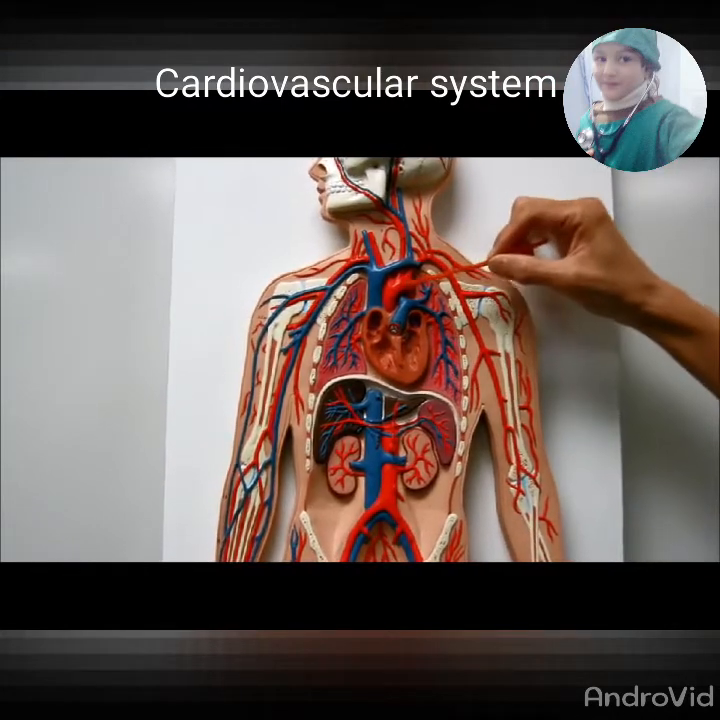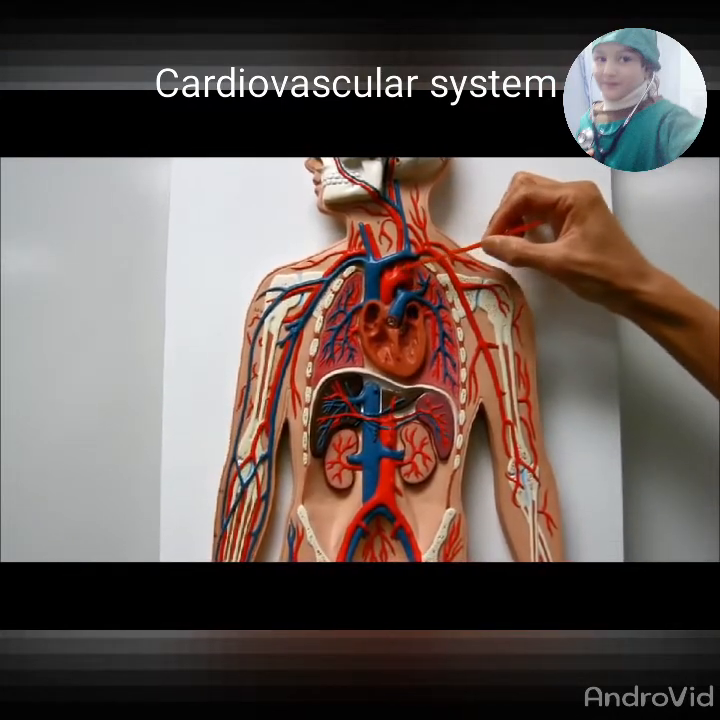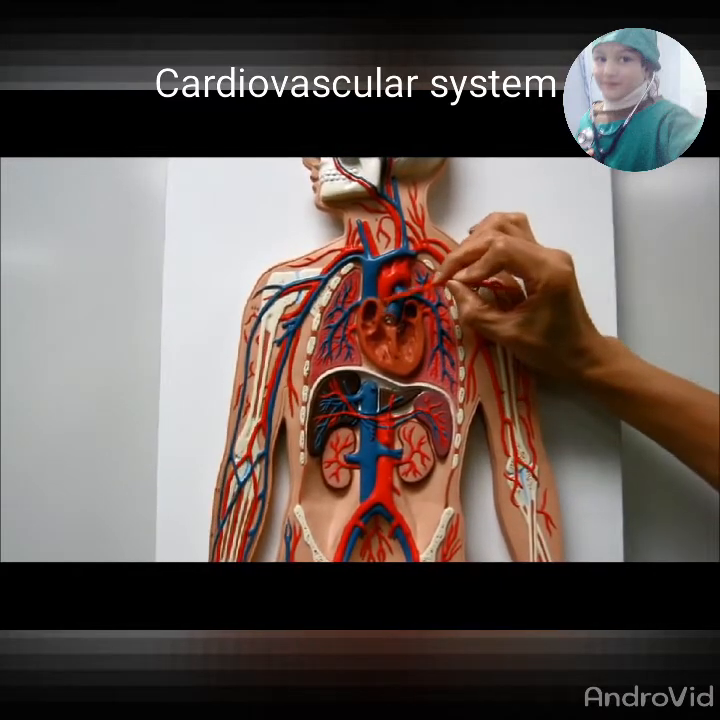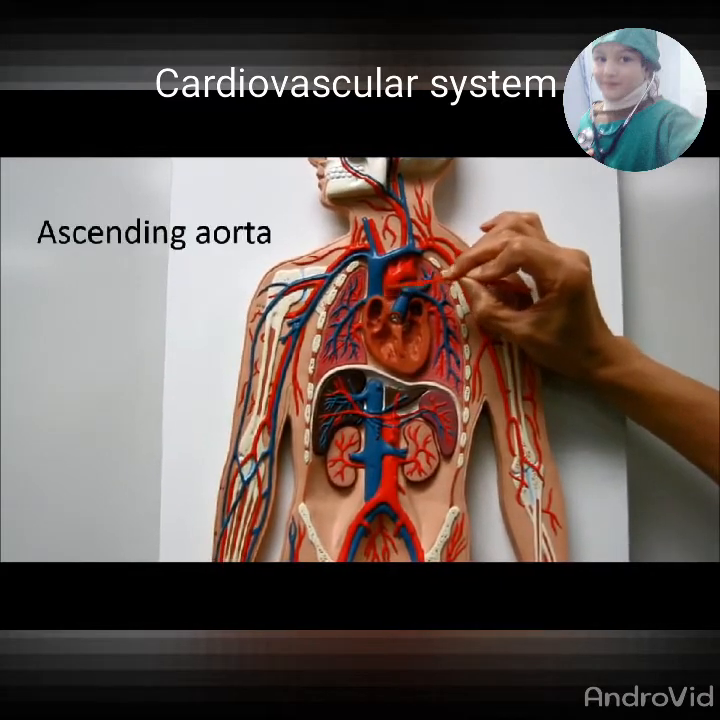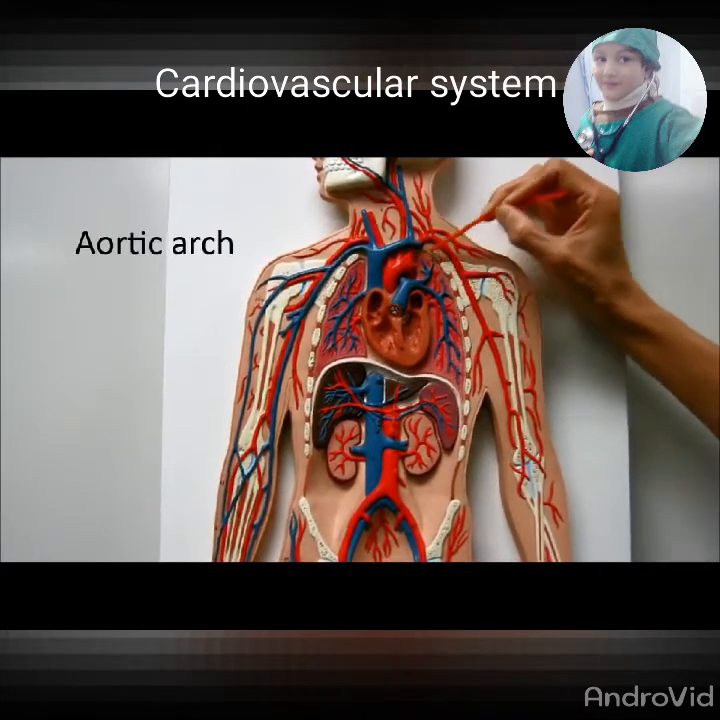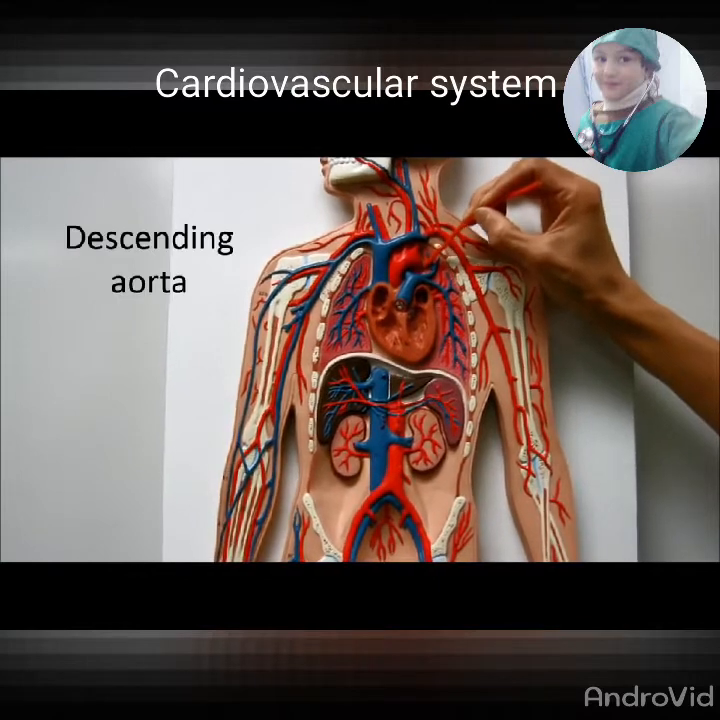Arteries. Okay, this is the aorta. This part of the aorta is the ascending aorta. This part of the aorta is the aortic arch, and this going down is the descending aorta.